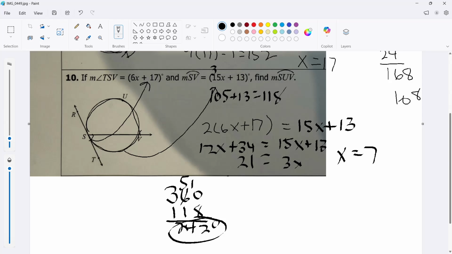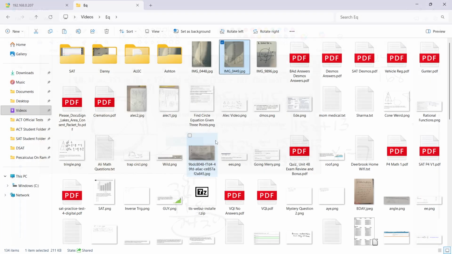Okay, so again, this angle is half of this arc, and then once I use those equations to find x, I can find out what that arc is, subtract it from 360, which is all the way around, to get that arc. All right, two more questions, two final ones.